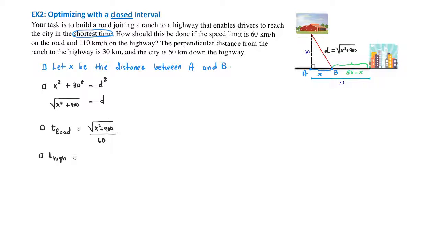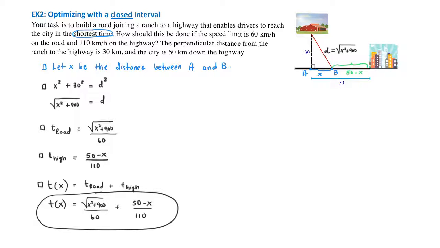That means that the time will be distance divided by the speed, and the speed along the highway is 110 kilometers per hour. So now I can build the total time that it will take. So the total time, and that's going to be in terms of x. I will even use function notation. The total time will be the time along the road plus the time along the highway. That is going to be the square root of x squared plus 900 over 60, plus 50 minus x divided by 110. And that becomes our time function.